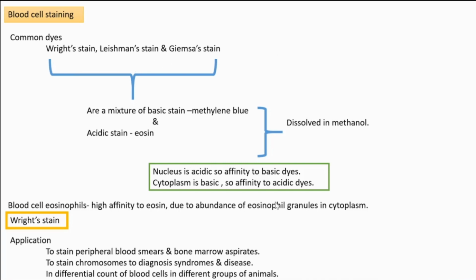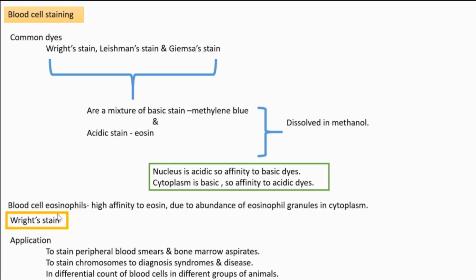Giemsa stain. The nucleus, we know, is acidic because of the presence of nucleic acid, so it has affinity to basic dyes. Cytoplasm is basic, so it has affinity to acidic dyes. So in Wright stain and Leishman stain, this basic stain and acidic stain are present, so it can stain the blood cells well.